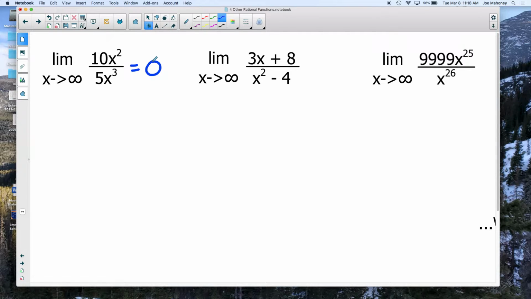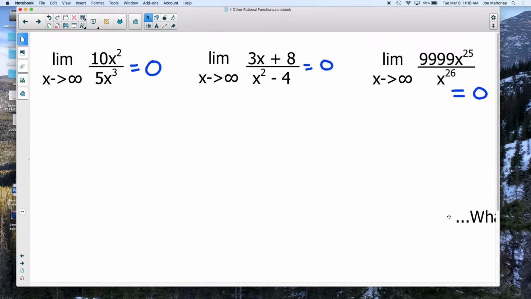And it's the same with the one in the middle. The x squared is making that denominator larger and larger, which makes the value of the fraction smaller and smaller, and eventually it goes to 0. And it doesn't matter how big the coefficient is. 99 times x to the 25th, x to the 26th is going to be bigger. So this limit is going to equal 0 as well.